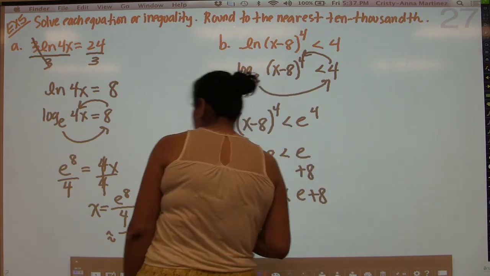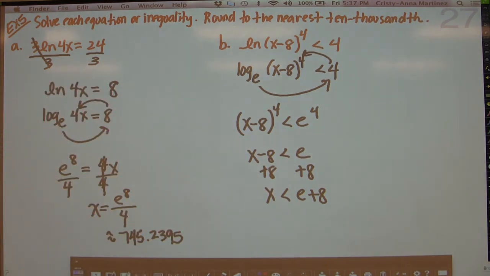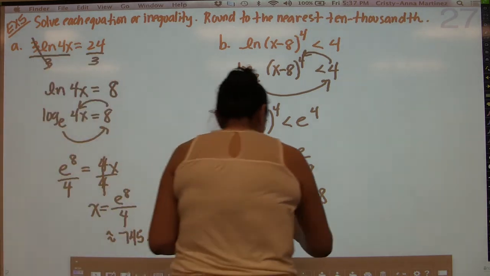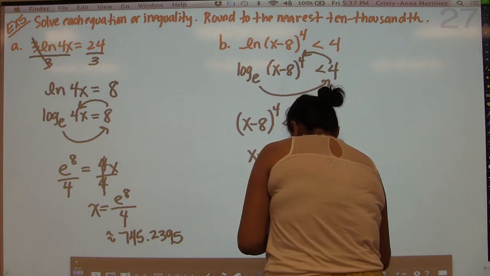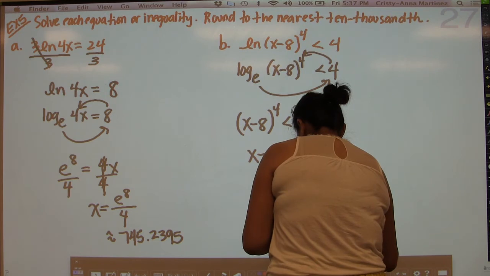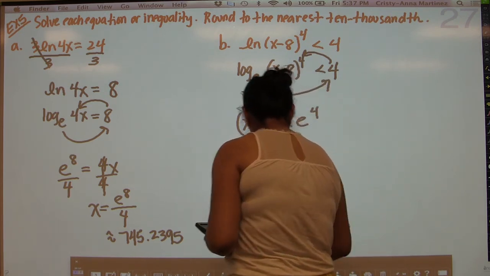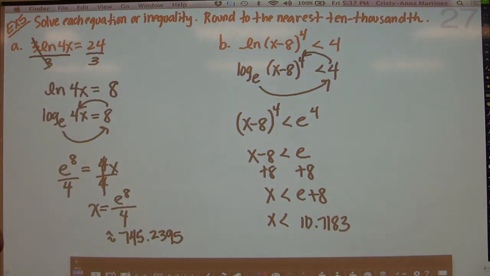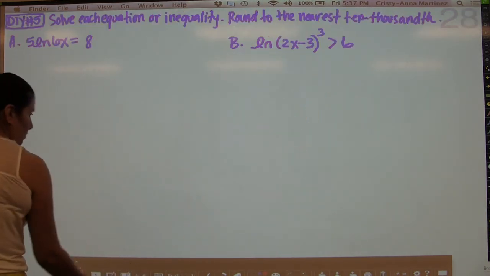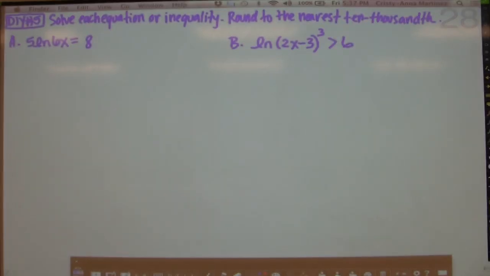That's the exact answer, but we can figure out what e plus 8 is by using the calculator. E to the 1 power plus 8, and we get approximately 10.7183. All right, and that is how you do that. So now we're going to let you do this do-it-yourself question, and then we have one more example.